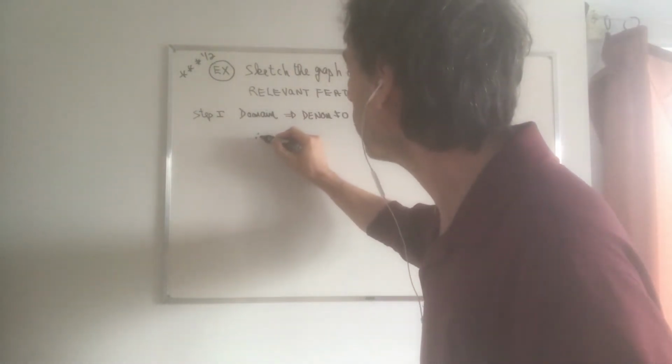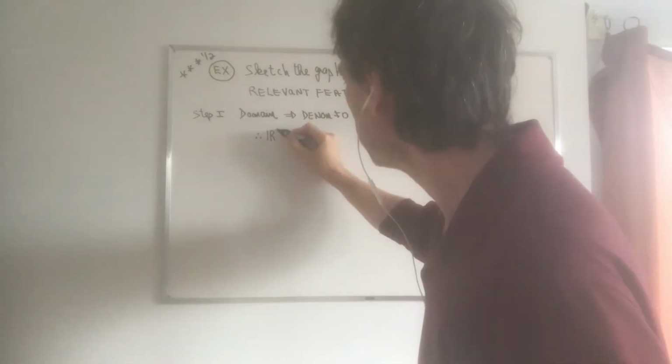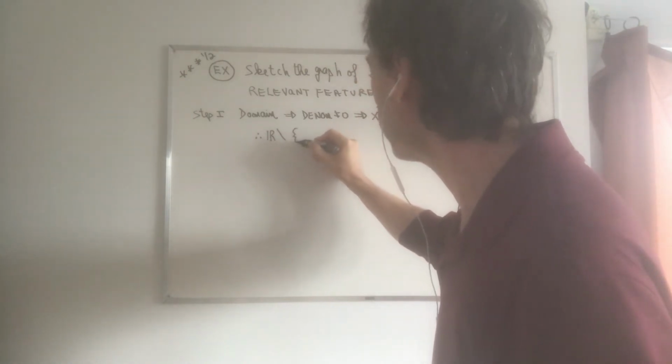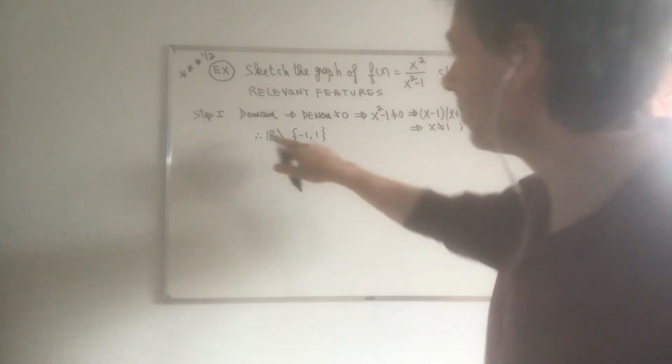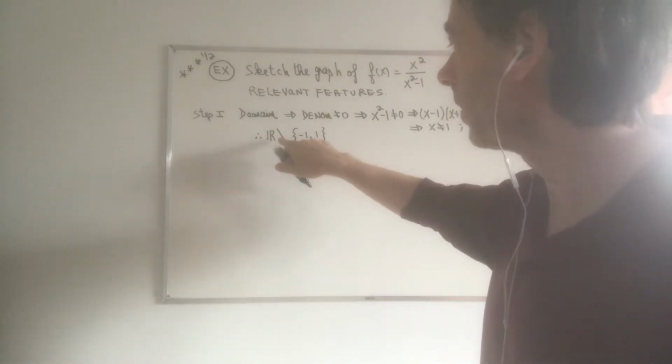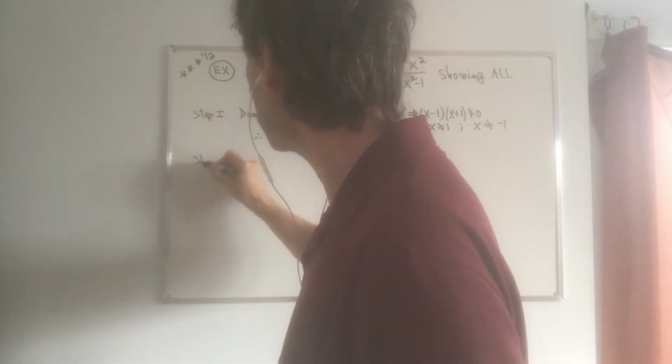Alors, what is the domain? The domain is all the real numbers except the two values we have found that must be excluded. So all real numbers except minus 1 and 1. That will have its importance when the time to sketch the graph comes.